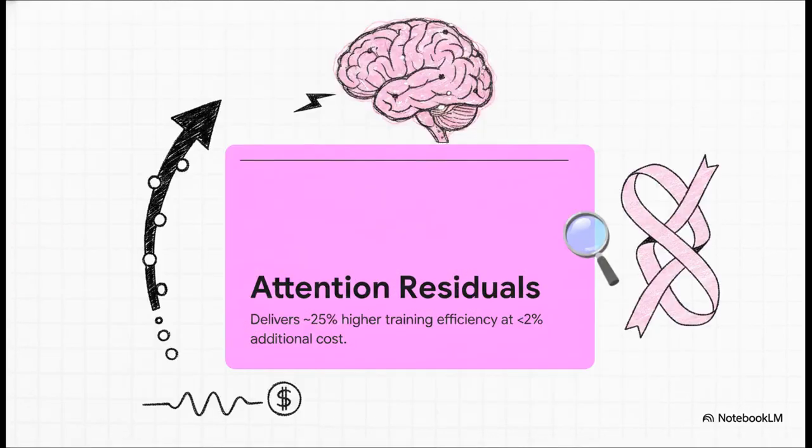And they paired KDA with another big innovation called attention residuals. Training a 2.8 trillion parameter model is, as you can imagine, mind-bogglingly expensive. But by throwing AttnRes into the mix, Moonshot claims they hit roughly 25% higher training efficiency. The crazy part? It added less than a 2% increase to their computational cost. That is an absolutely incredible optimization win.